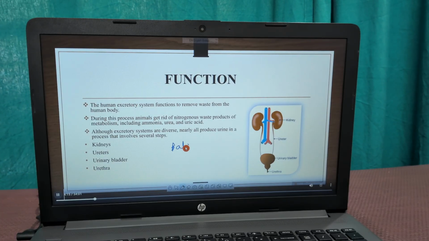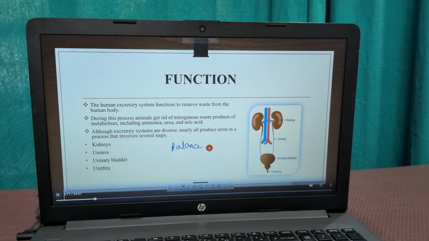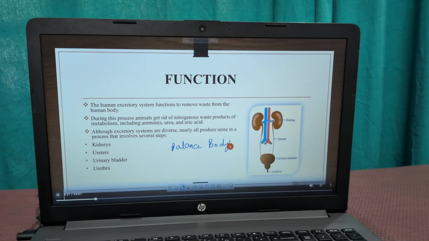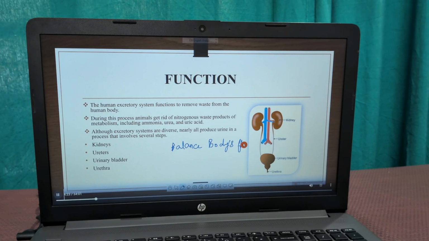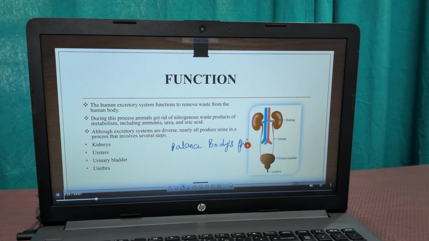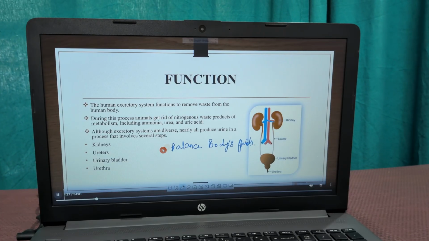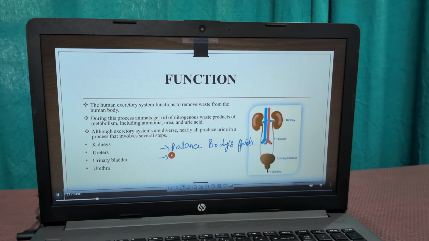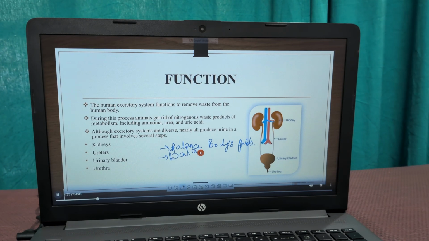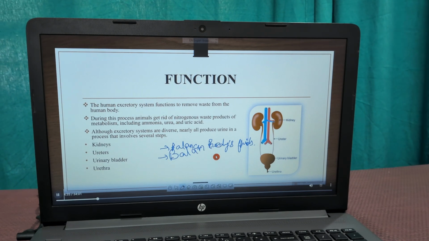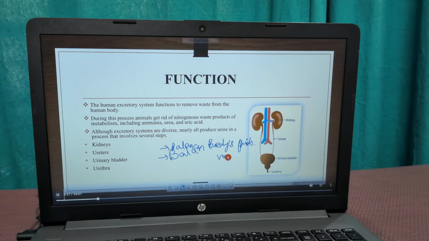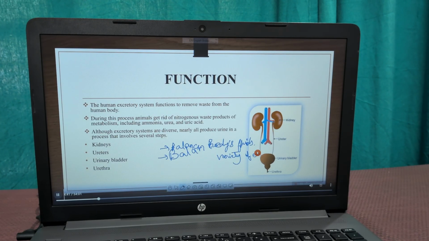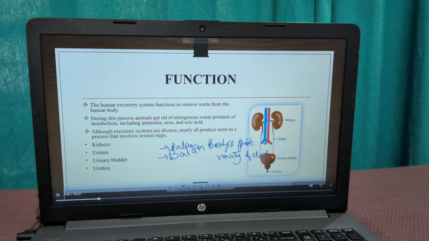Balance the body's fluids so that chemical homeostasis is maintained in the body. Number 2 is to balance a variety of electrolytes.